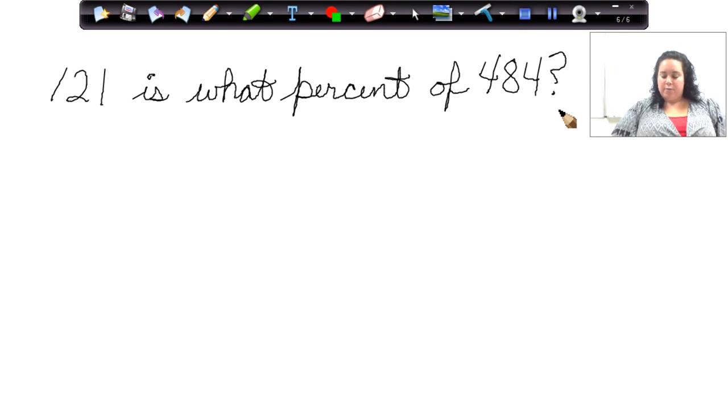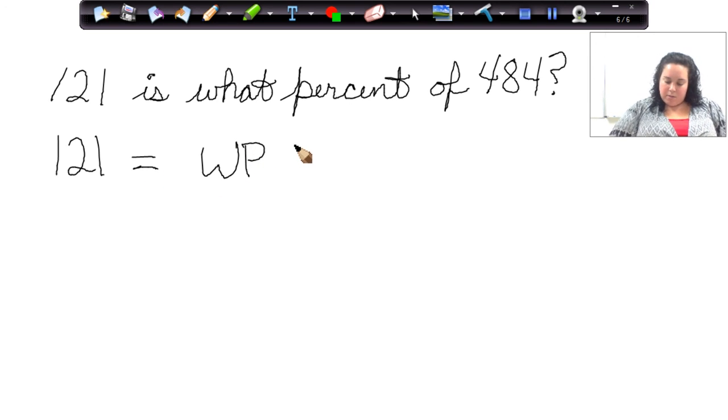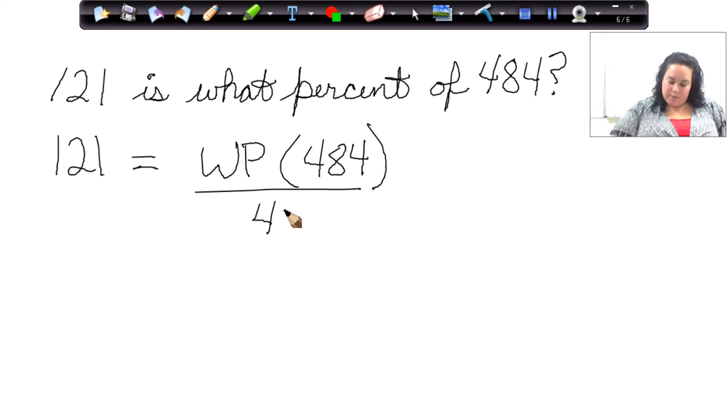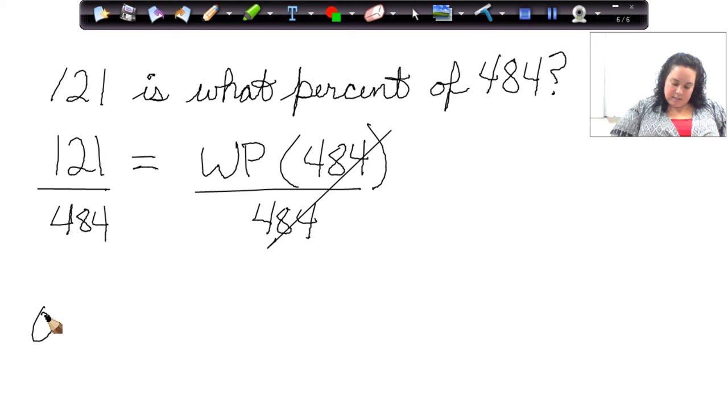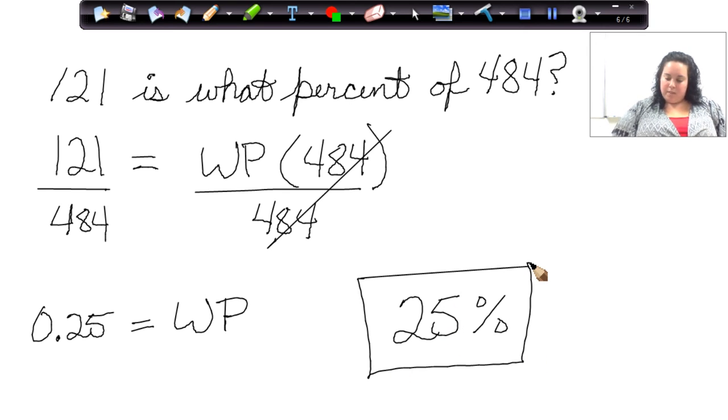Okay, let's do the same thing. 121 is what percent of 484? So 121 equals what percent? I'm going to write WP, that's my variable. Of means times 484. So we can divide both sides by 484. And we get 0.25 equals the percent. But remember, this is a decimal, so we write our answer as a percent, because we're looking for percent. All right.